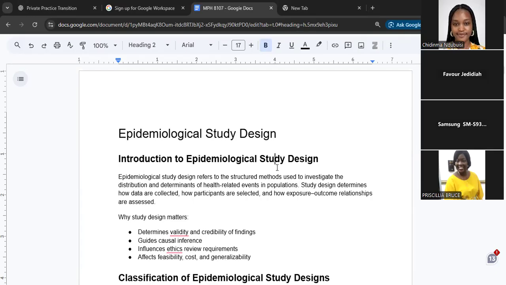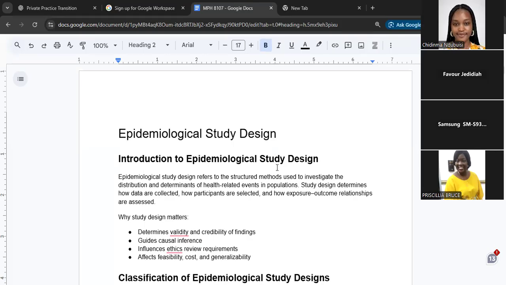If you have noticed, epidemiology, MPH 8103, I think that's principles of epidemiology, there were places in the class or on our LMS where they also talked about study designs, right? So it ties in. This one is still a branch of epidemiology, because it's epidemiological study designs that we are learning.